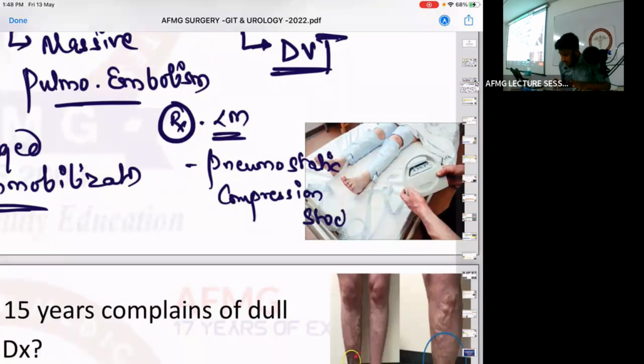They will not let the blood accumulate at a point, and that will prevent thrombosis in this patient. We can also give only normal compression stockings. ठीक है, लड़कियां क्या पहनते हैं? Stockings जो भी होता है. That compression stockings can be given. No issues with this.